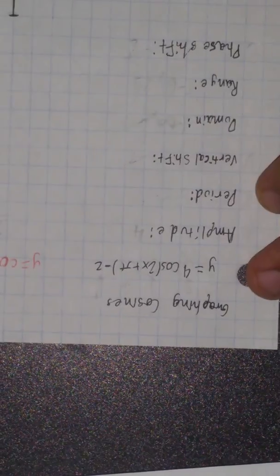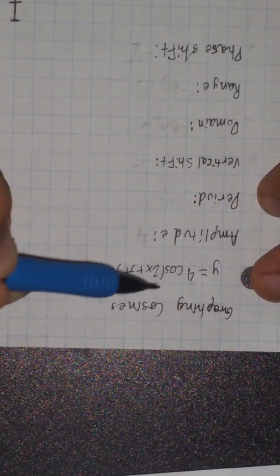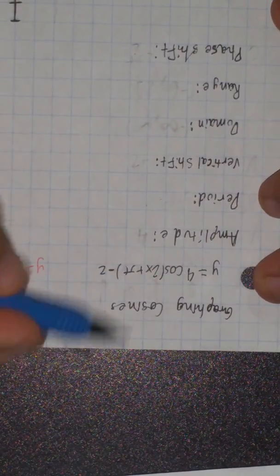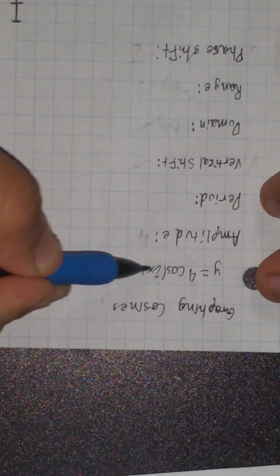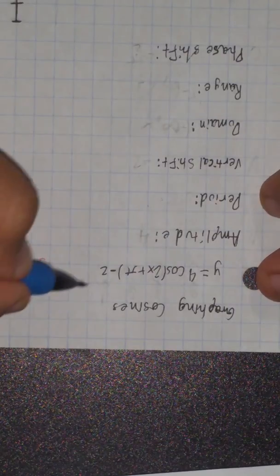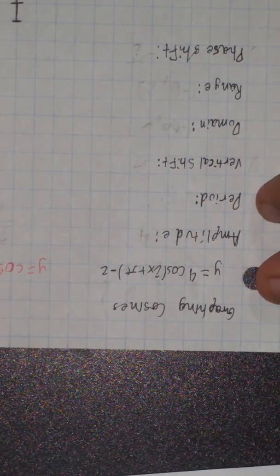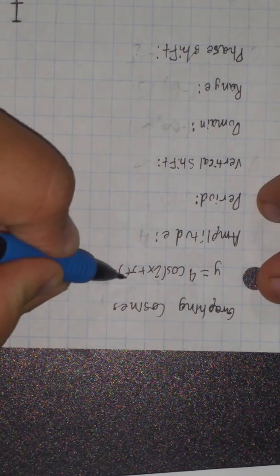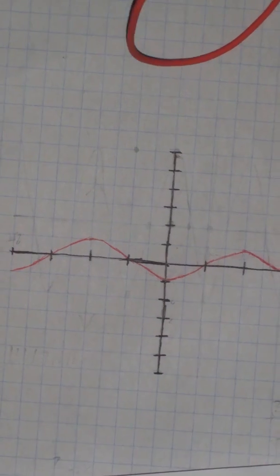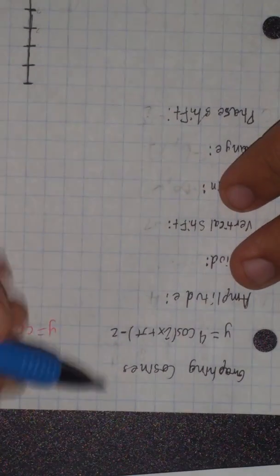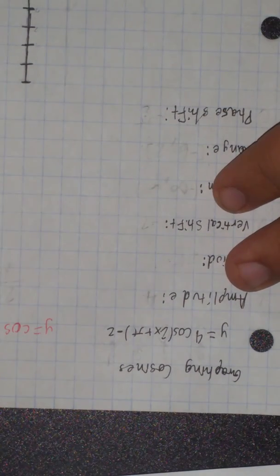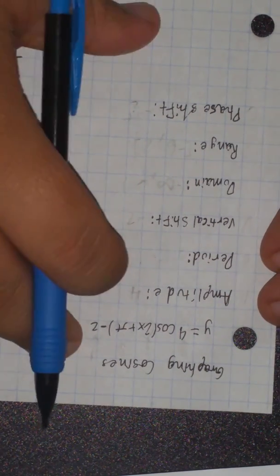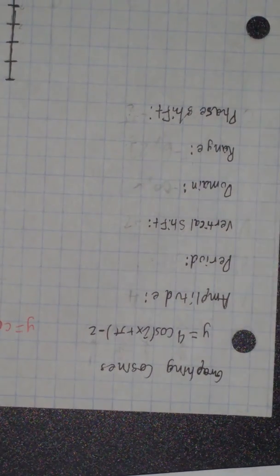Where is it? There we go. For cosine of 2x plus pi minus 2. Now, in terms of the x-axis and how it works, pi is essentially 2, at least when graphing cosines on an x-axis, if you were to plug this into a calculator.